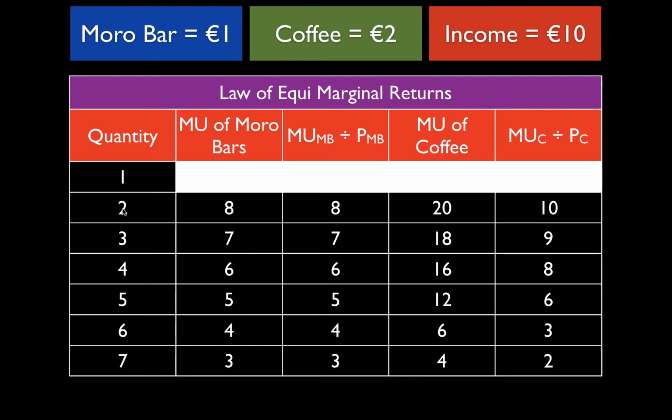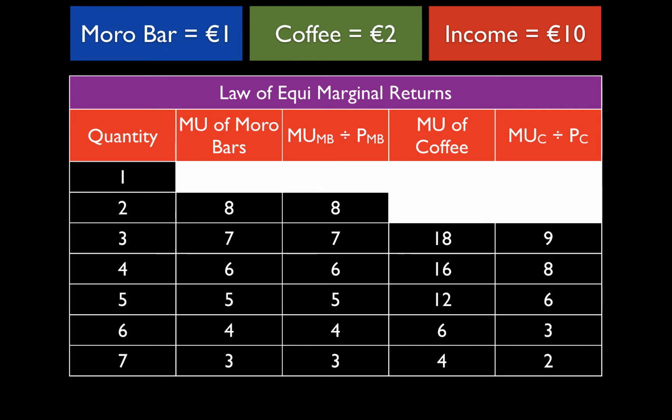So he's bought the Morrow bar and 1 cup of coffee. So which should he buy? The second Morrow bar, which gives him 8 utils per euro, or the second coffee, which gives him 10 utils per euro? Well, obviously 10 is greater than 8, so he's getting more value for money buying the second coffee than the second Morrow bar. So then we continue on.